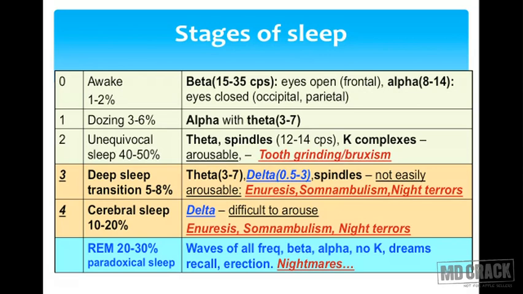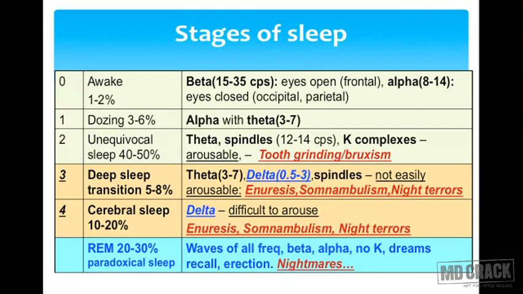The next stage is stage 1, that's called stage of dozing, and occupies 3 to 6% of the total sleep time. And in this you have alpha waves with theta waves. So what I said in the beginning, it starts with beta waves when the eyes are open. When the eyes are closed, it's alpha waves. And when you go on going into the deeper and deeper stages, the next wave to appear is a theta wave. So in the stage 1, that stage of dozing, you have alpha waves with theta waves. Theta waves are about 3 to 7 cycles per second. Let's move on to the next row.